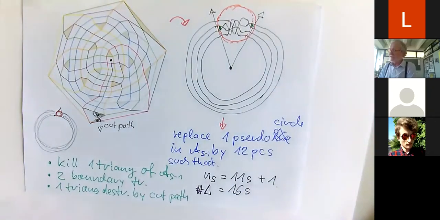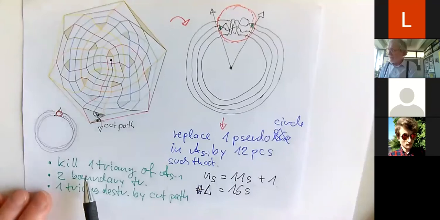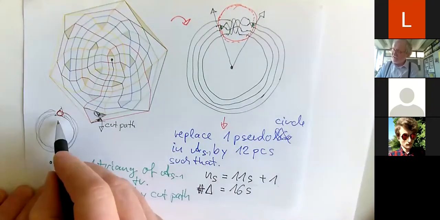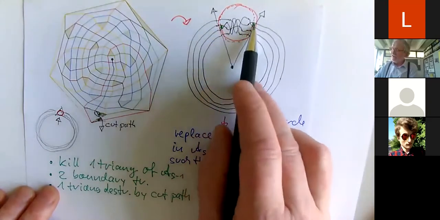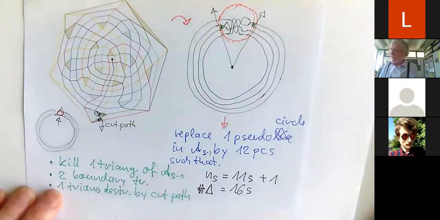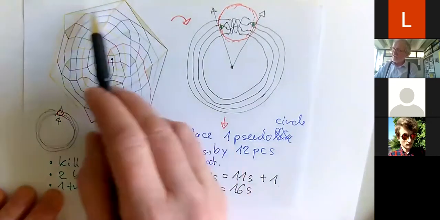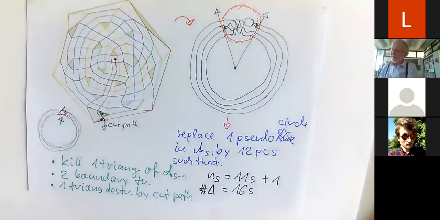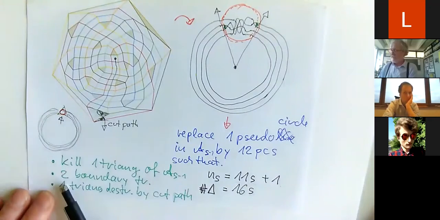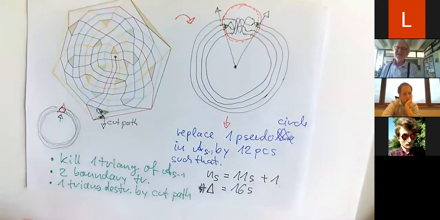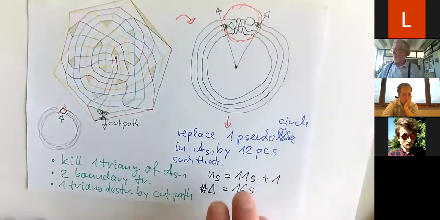And now let's look at the count of triangles. Well, we kill one triangle in the copy before. This is this triangle which is killed. We have the two boundary triangles which are generated, and we have the triangles of the copy that we use here, except for one of these triangles which is destroyed by the cut path. So it's a minus two and a plus two. So we add 16 triangles in each iteration, and that's why we end up with 16 over 11.